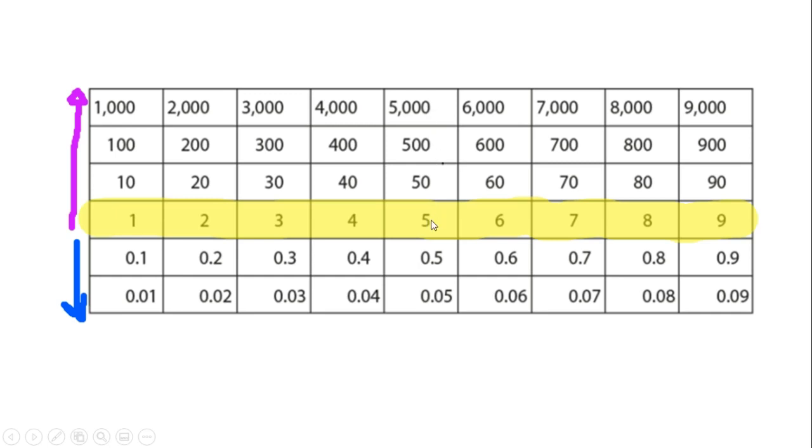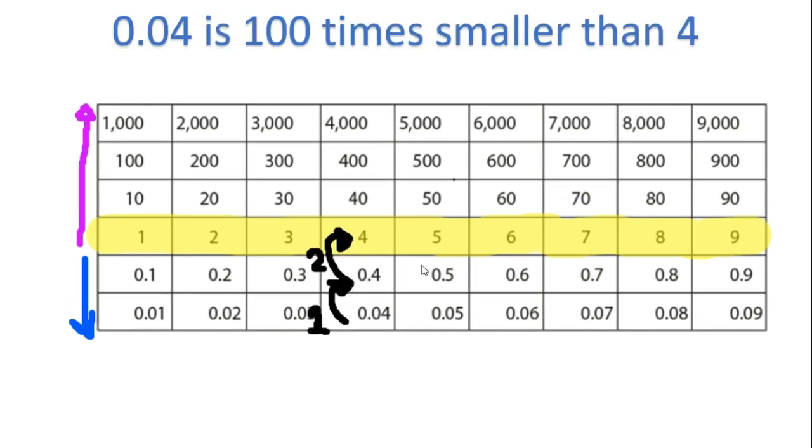What do you divide 5 by to get 0.5? You divide by 10. That's what we're going to be using. We need that knowledge for today's lesson. So I've written a statement at the top. 0.04 is 100 times smaller than 4. And I knew that because every time I move a space down, I divide by 10.